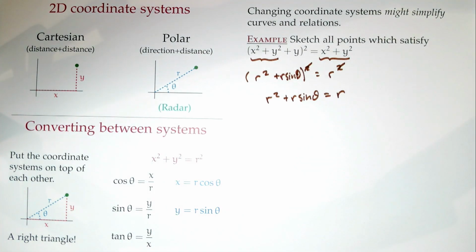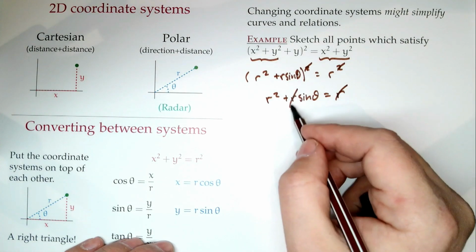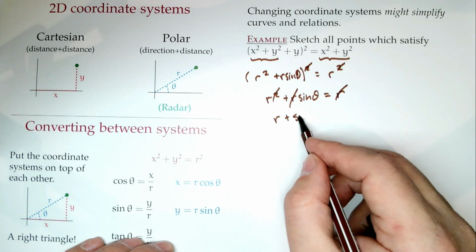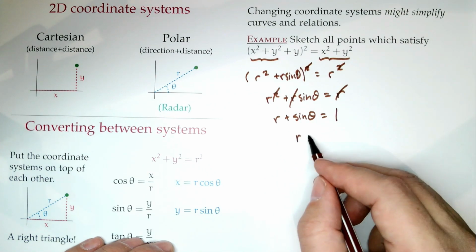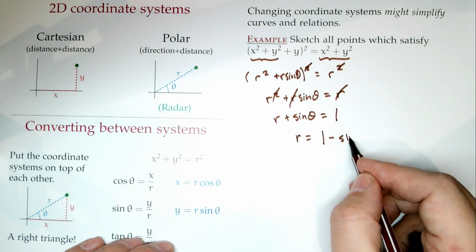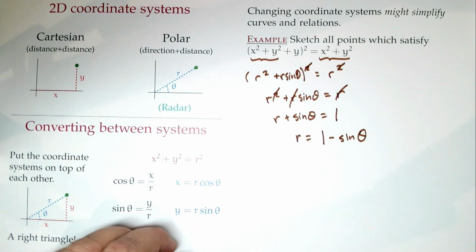Now what? Divide by r. R plus sine of theta equals 1. Another way you could write this is r equals 1 minus sine theta. Now, when I write in terms of x and y, it's pretty complicated. When I write in terms of r and theta, it's less complicated. I don't want to claim it's trivial, but it's certainly more manageable. There's a lot less going on, and we have a better shot.